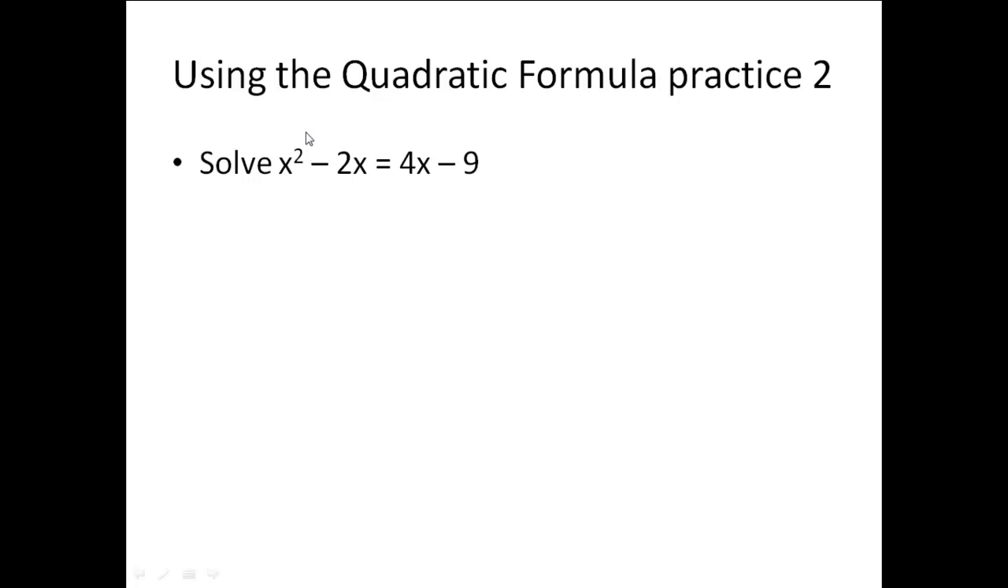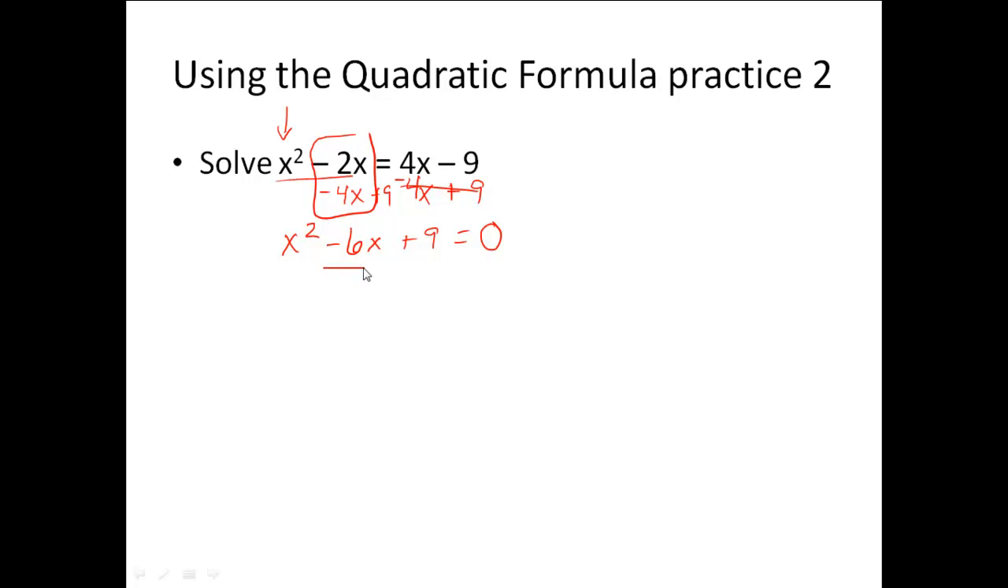Okay, here's a second one to try. As you look at this equation, it's not in standard form, so we need to decide which way we're going to move our information since there's 2 terms on the left and 2 terms on the right. I'm going to move everything to the right to keep my x squared term positive. So I'm going to subtract 4x from both sides, and then I'm going to add 9 to both sides. So I would have x squared, and it's going to be minus 6x, because you have a minus 2x and a minus 4x gives you a minus 6x, plus 9, and what I'm left with on the right side is that 0 I need. Then you want to plug things into your formula.